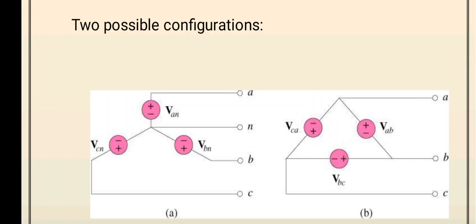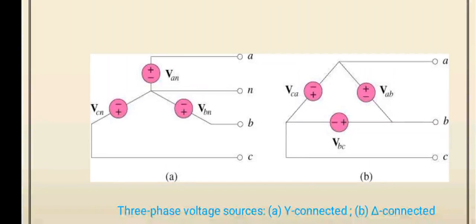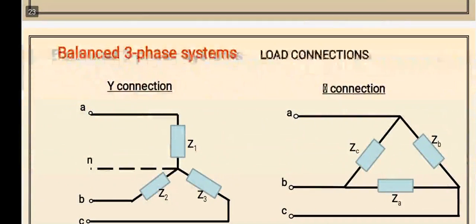Similarly, if you go for delta connection, that is line to line voltage. We measure the voltage between phase to phase: AB, BC, CA. This is how the voltages are measured using a star connection and a delta connection. Similarly, the load is also connected.